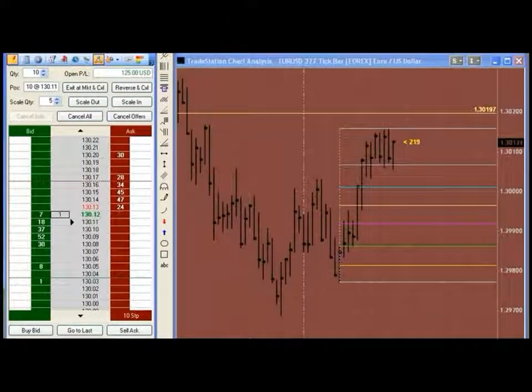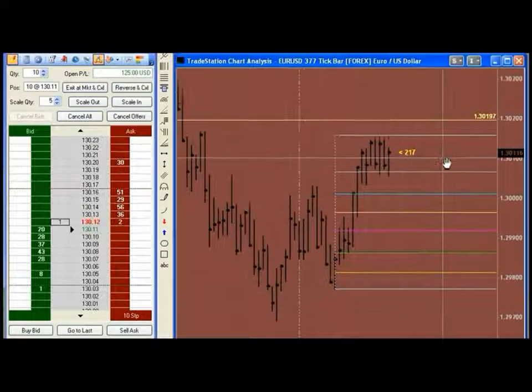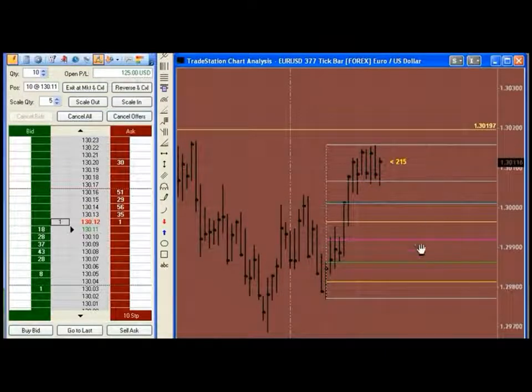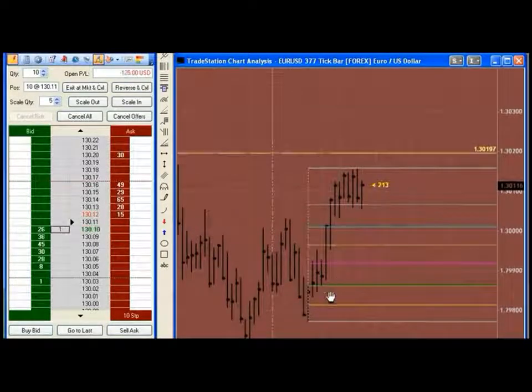Welcome to Third Realm. We are looking right now at the euro dollar. Now, I just took a long at 130.11, as you can see here. The euro dollar has produced here what we call a 23% flag.